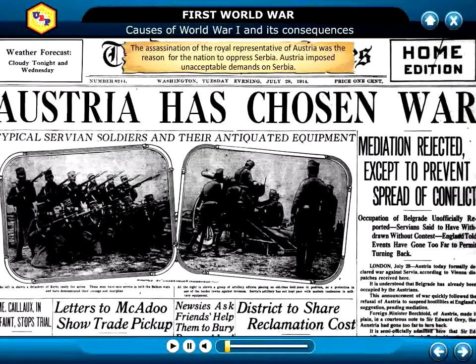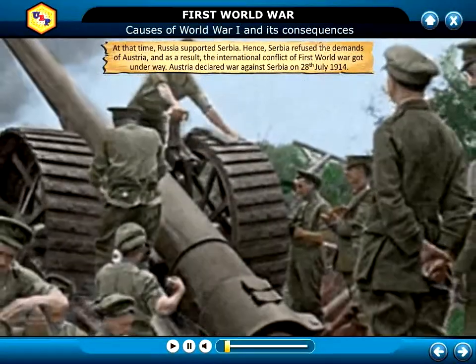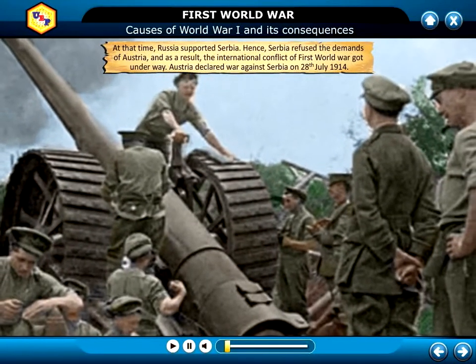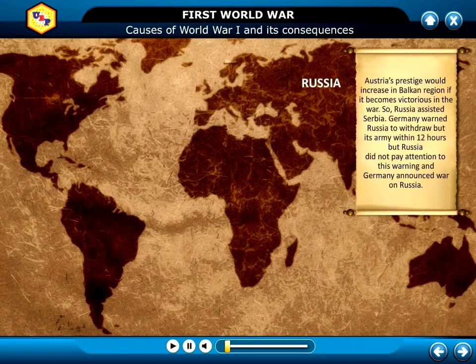Austria imposed unacceptable demands on Serbia. At that time, Russia supported Serbia. Hence, Serbia refused the demands of Austria, and as a result, the international conflict of First World War got underway. Austria declared war against Serbia on 28 July 1914. Austria's prestige would increase in Balkan region if it became victorious in the war.